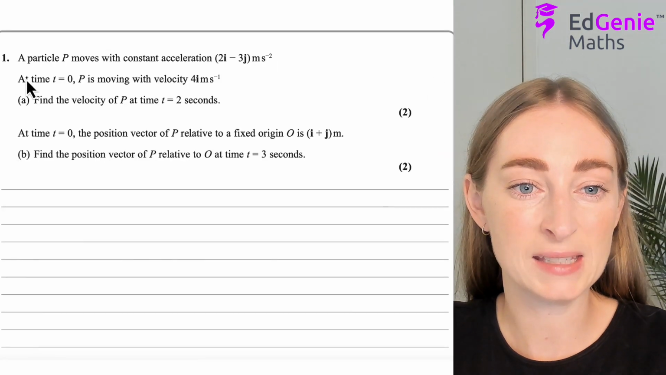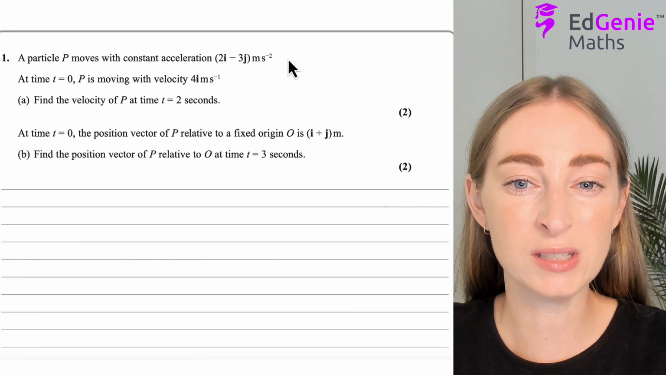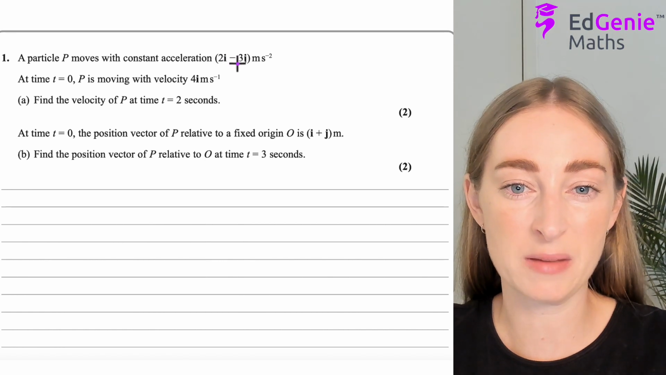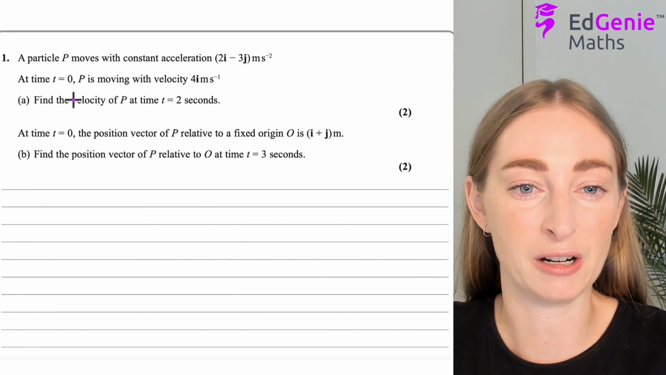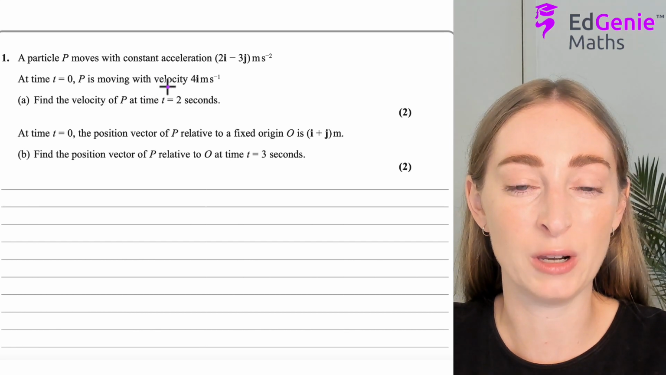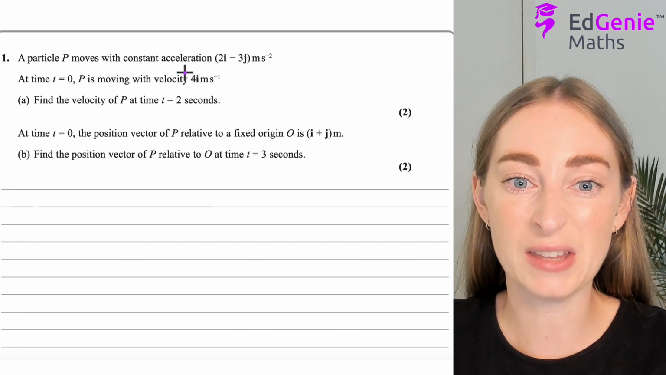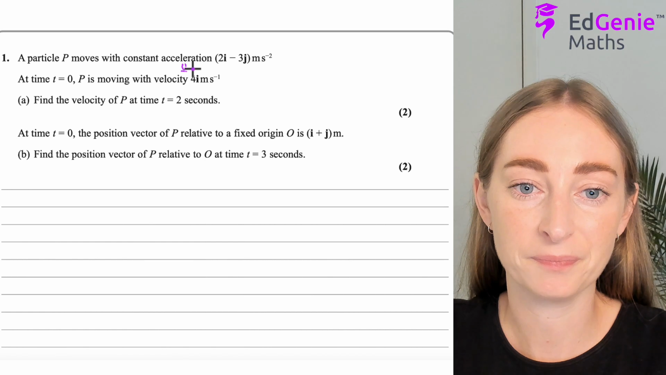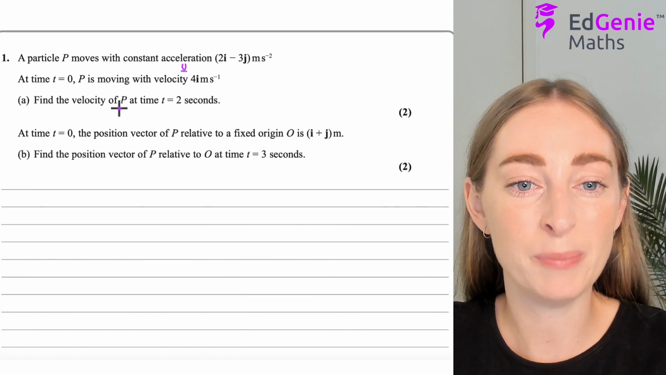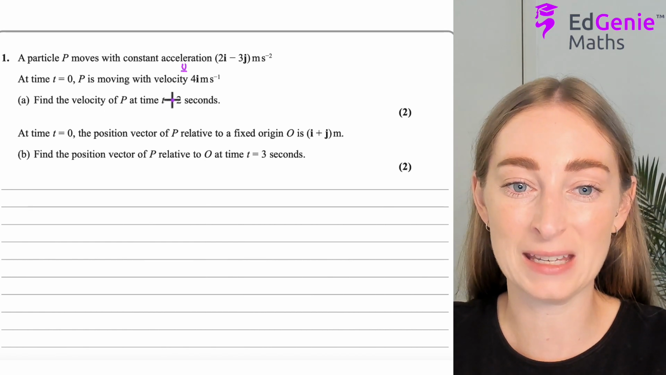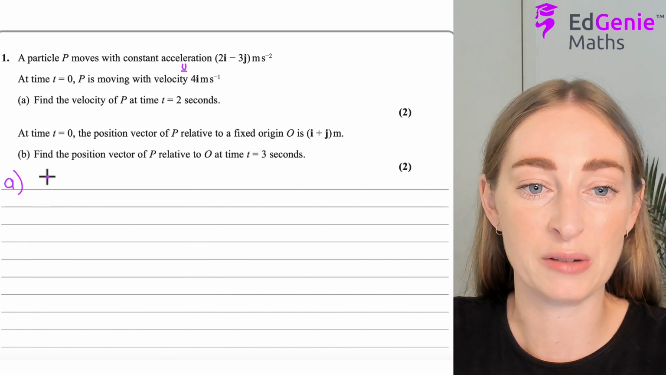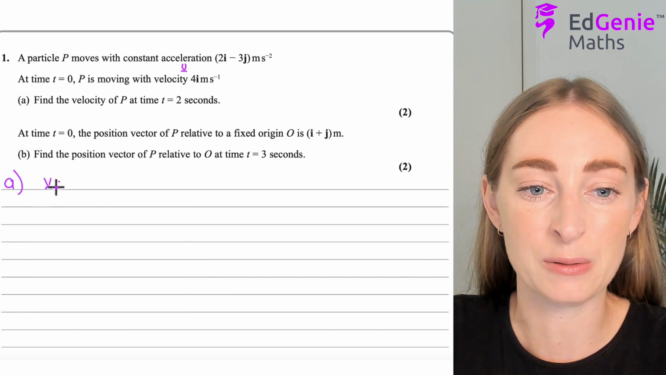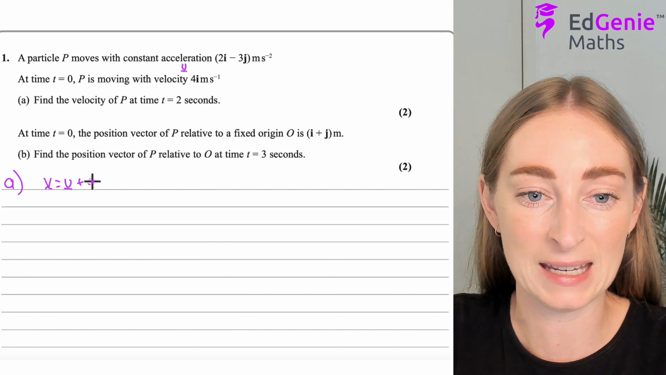So question 1 says a particle P moves with constant acceleration 2i minus 3j. At time t equals 0, P is moving with velocity 4i, so that's going to be our u, isn't it? Find the velocity of P at time t equals 2. Okay, so to do that, we're going to use our formula. So it's v equals u plus at.